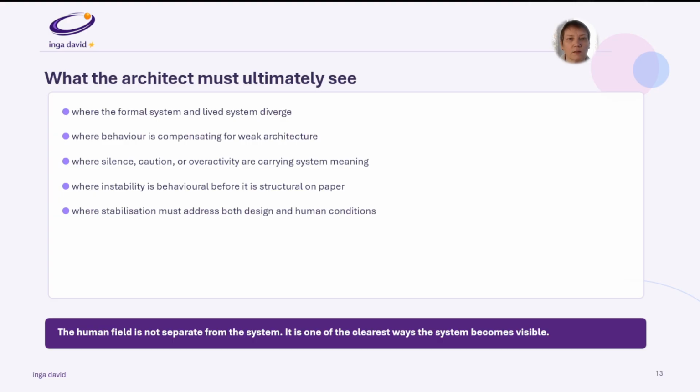What the architect must ultimately see: where the formal system and lived system diverge, where behavior is compensating for weak architecture, where silence, caution, or overactivity are carrying system meaning, where instability is behavioral before it is structural on paper, where stabilization must address both design and human conditions. The human field is not separate from the system. It is one of the clearest ways the system becomes visible.